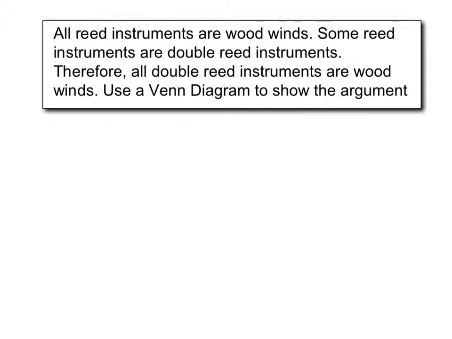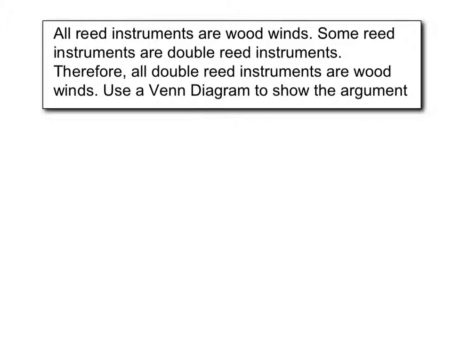Now let's do this example. I know it looks a bit wordy, but it's rather simple. All reed instruments are woodwinds. Some reed instruments are double reed instruments. Therefore, all double reed instruments are woodwinds. Use a Venn diagram to show your argument.